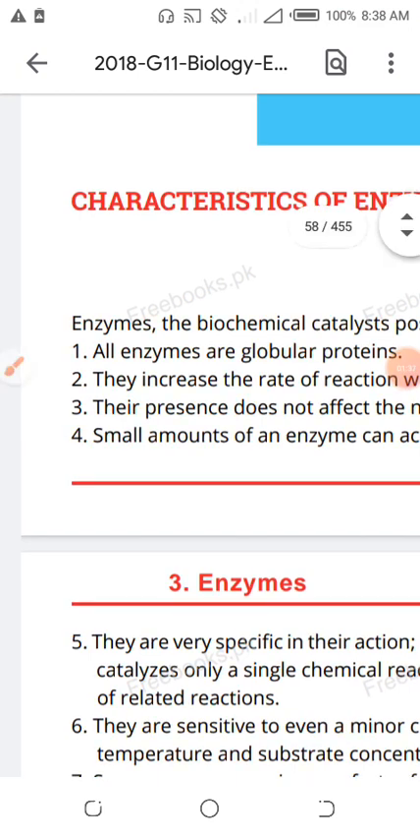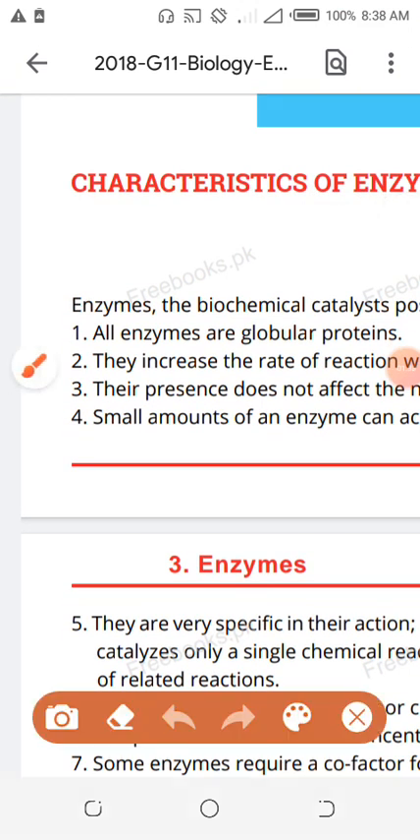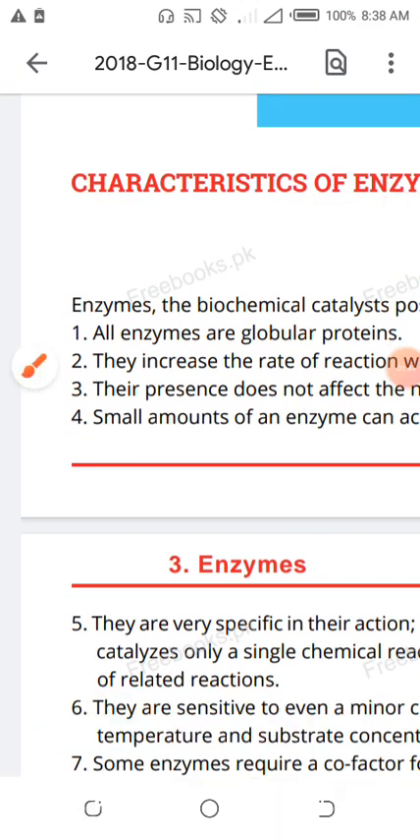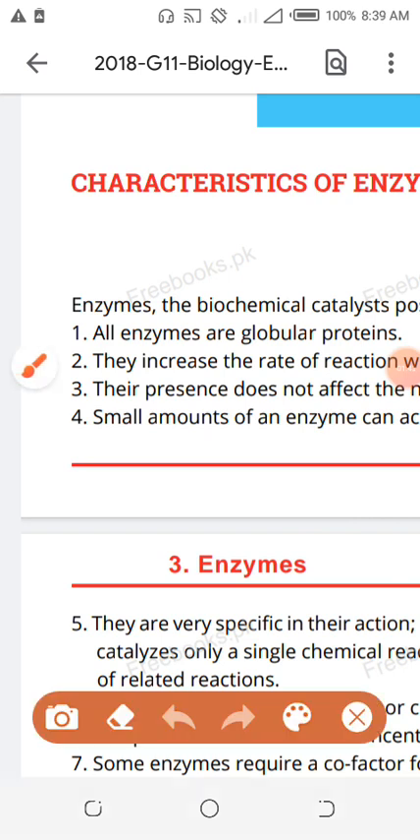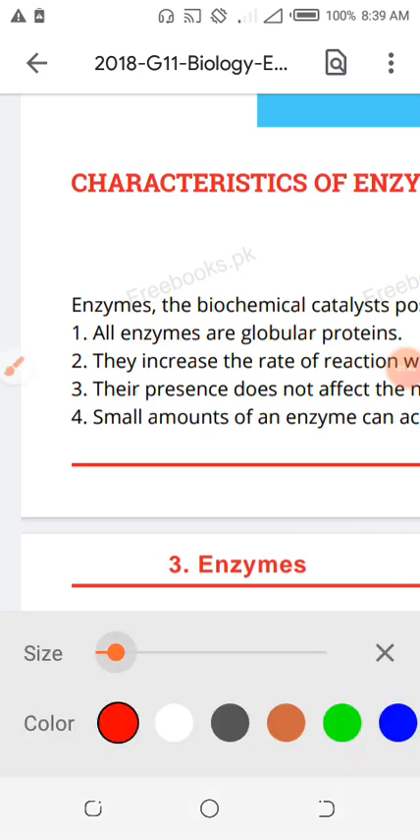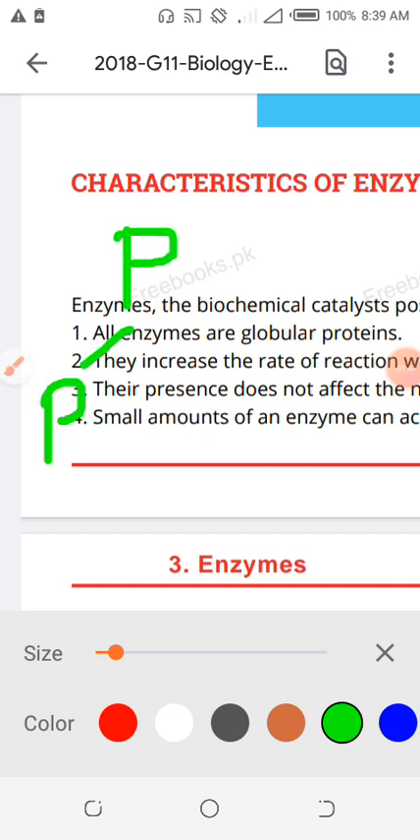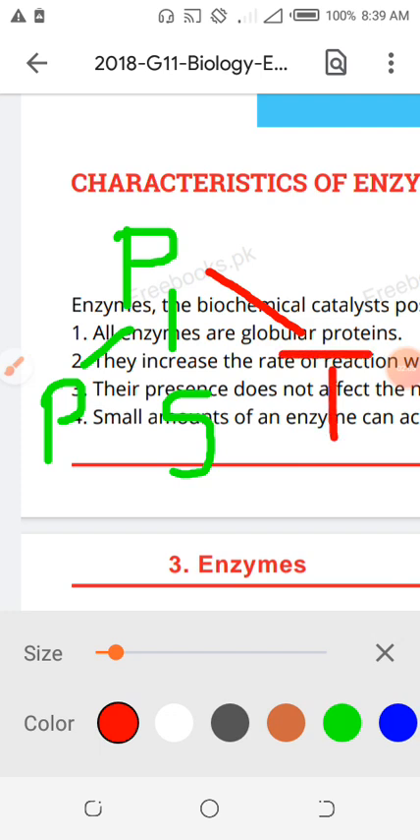Enzyme is a globular protein. What is a globular word? I will tell you the protein has three structures. One is a primary structure. One is a secondary structure. The third one is a tertiary structure. So three structures the protein has.